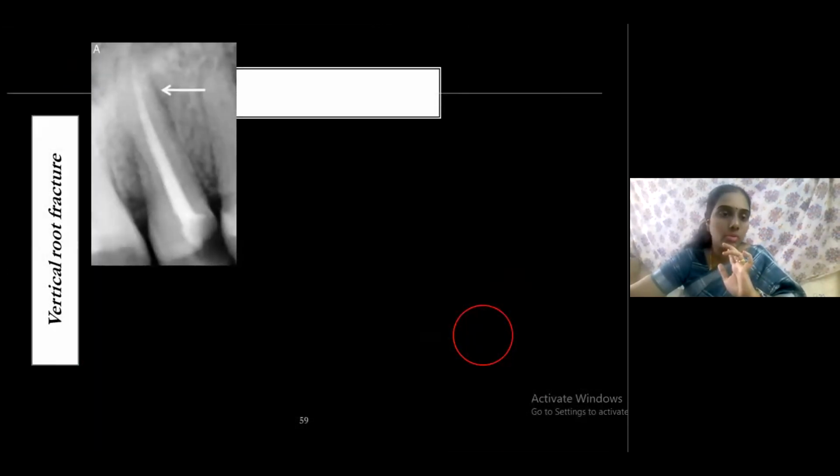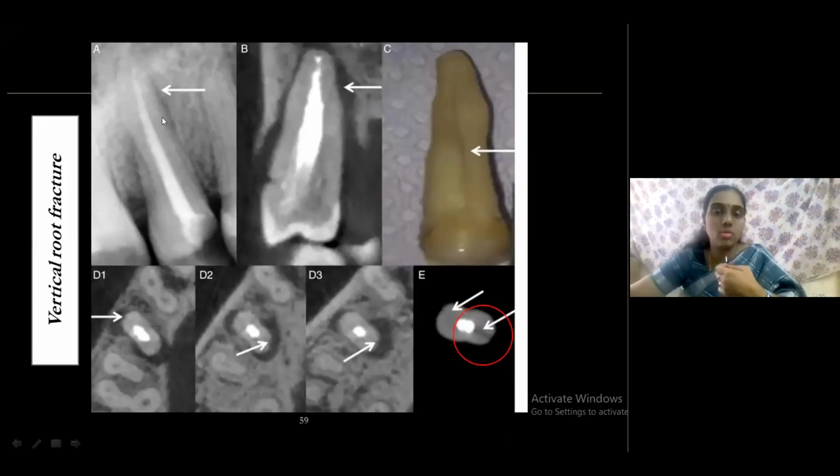So here is one more case, of vertical root fracture. Yes, with this intraoral periapical radiograph itself, we can suspect some fracture because there is some widening of the periodontal ligament space, and there's a thin radiolucent line which is going here. But yes, still CBCT would be more precise in detecting the fracture. In this image, which is circled with red, you can clearly see the fracture line. And there is also some periapical abscess.